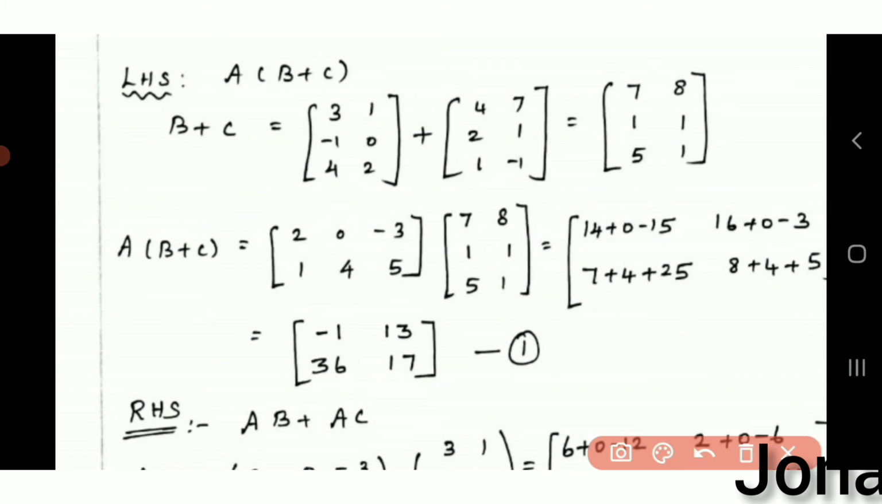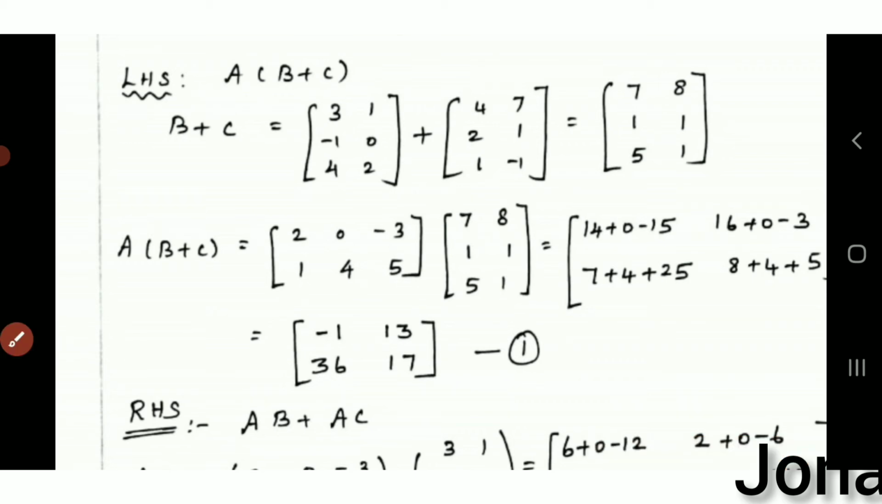And then second row, first column. That means 1 into 7 is 7, 4 into 1 is 4, 5 into 5 is 25. And then second row, second column. So, 1 into 8, 4 into 1, 5 into 1. So, by simplifying this we have minus 1, 13, 36, 17. This is the left hand side of the answer.